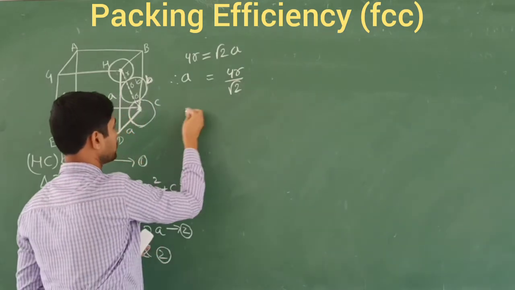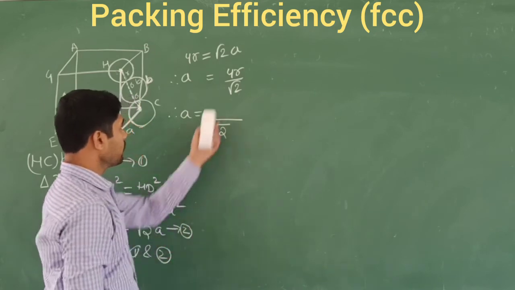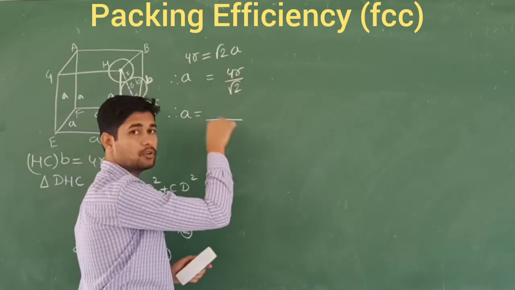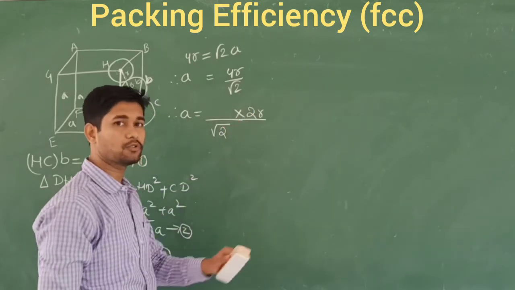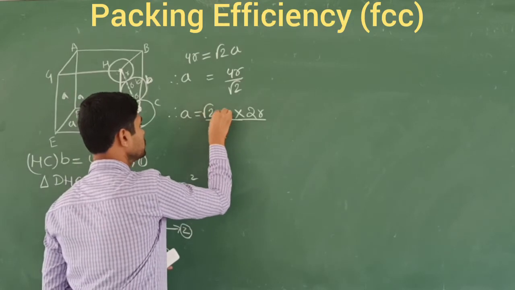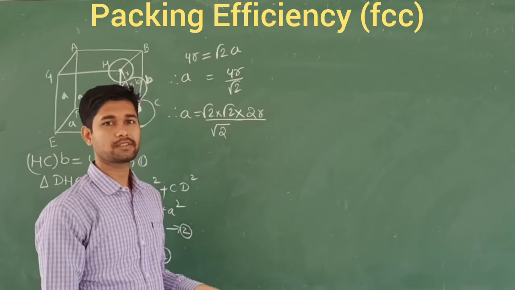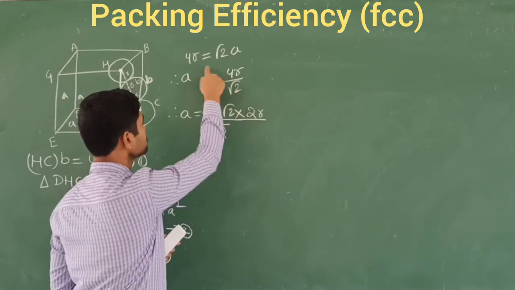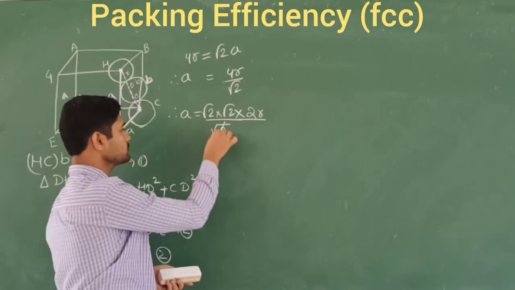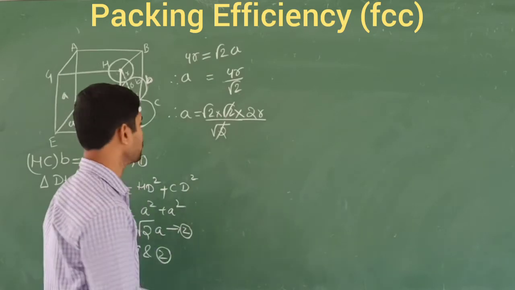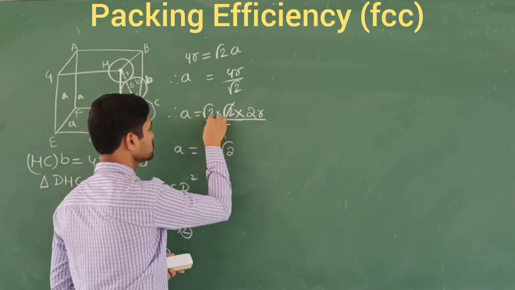4R by root 2. How can I rearrange this one? A is equal to, this denominator root 2 will be there as it is. 4 I am going to write as 2 into 2R, right? And the remaining 2 in the denominator I am going to write as root 2 into root 2, because root 2 into root 2 is nothing but root 4, and root 4 is nothing but 2. Therefore 2 into 2R becomes 4R, right? So this root 2 and this root 2 will be cancelled. What is the remaining? Therefore, A is equal to 2 root 2 R.